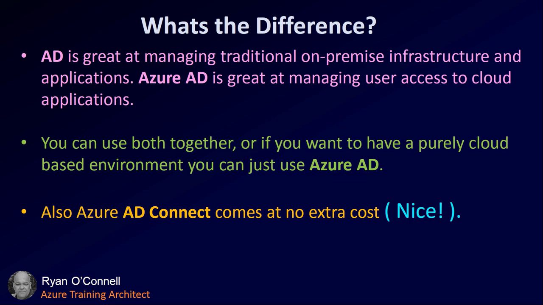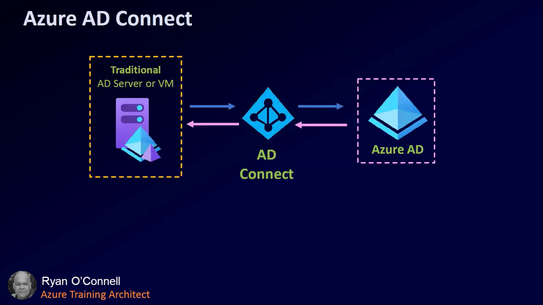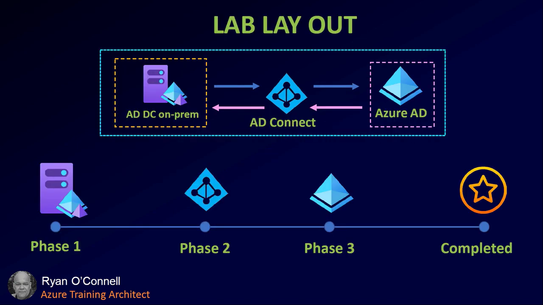AD is great at managing the traditional on-prem infrastructure and applications. Azure AD is great for managing user access to cloud applications. You can use both together if you want. To have a purely cloud-based environment, you can then just use Azure AD. Azure AD comes at no cost. It's free. Of course, on the traditional AD server or VM, we will install AD Connect, and then of course we will sync with Azure AD.